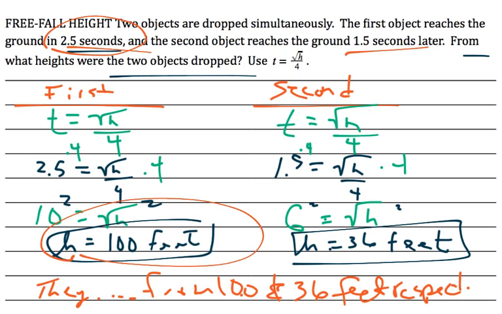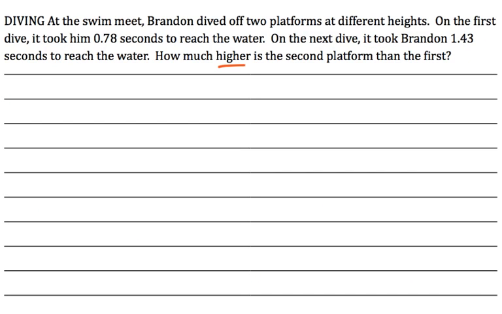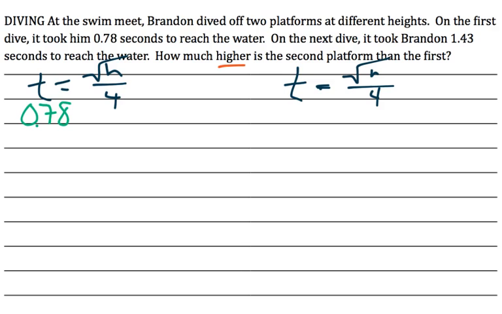And it looks like this equation is going to show up again. T is equal to the square root of h over 4. And since we're dealing with decimals in this one, I think we're going to end up with decimal answers. Okay, so in the first dive, we will write 78/100ths, or 0.78, equals square root of h over 4. And in the other one, we'll write 1.43 equals square root of h over 4.